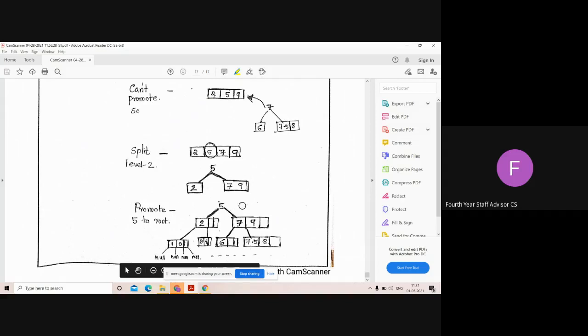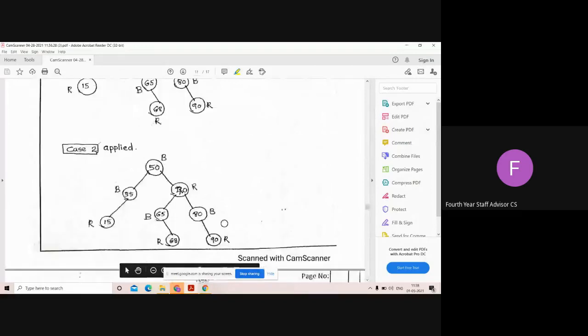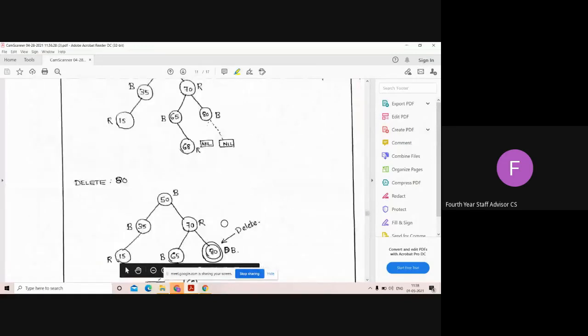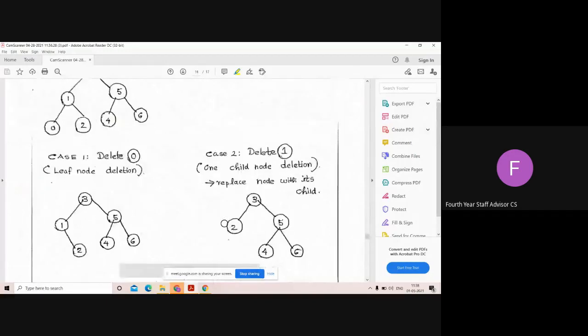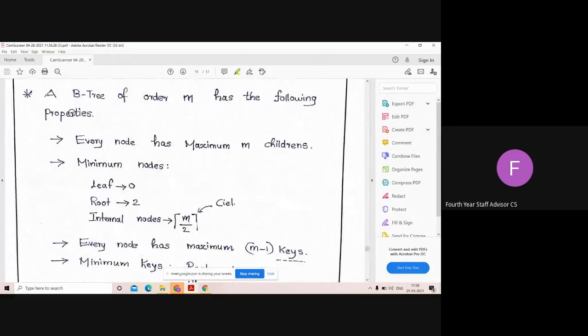Now, just to go through it, this is an example B tree. Next, what are the properties of a B tree? Now we want to discuss the properties of a B tree. So if you consider the properties of a B tree, every node has a maximum of m children.